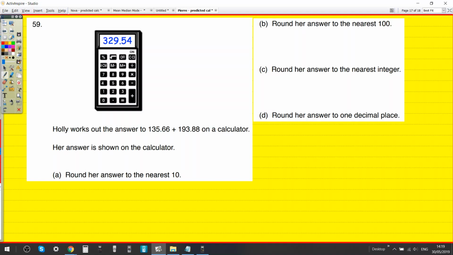What areas? 1, 6, plus 1, 9, 3, 2, 8, 8. Round up to the nearest 10. 330.